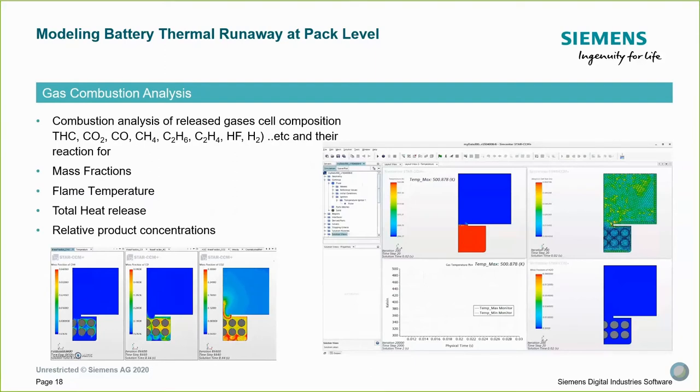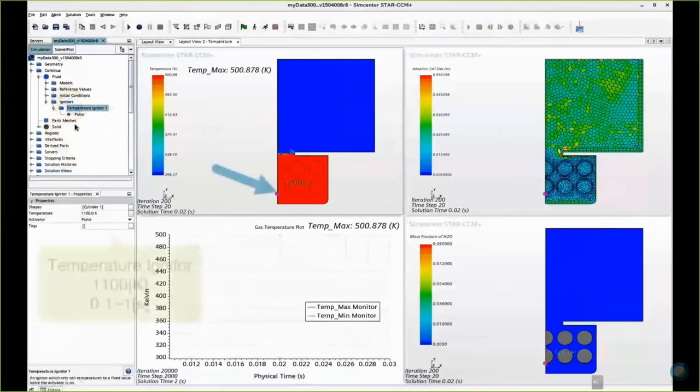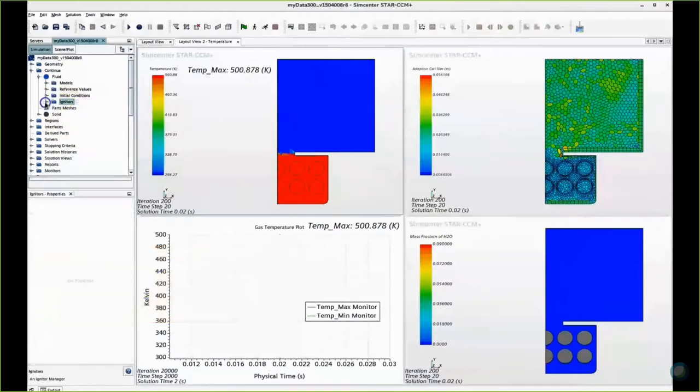So here again, I can capture the reaction rates, what the components would be, and how, for example, carbon dioxide would be increasing and decreasing over the thermal runaway process, where one cell is dying out, the other cell is in thermal runaway, and how that adds to the fuel.